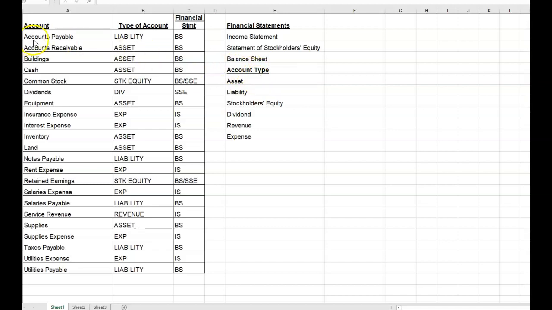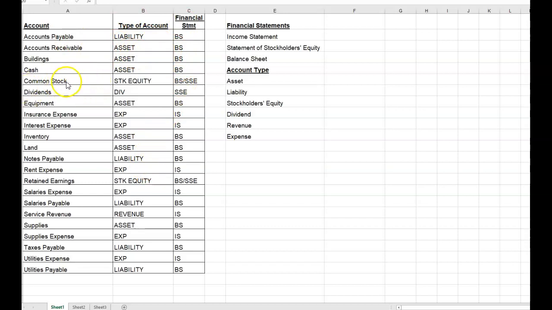So back to this, accounts payable. The type of account is a liability account. Liability accounts belong on the balance sheet. Accounts receivable. The type of account is an asset account. Asset accounts go on the balance sheet. Buildings is an asset account. Asset accounts go on the balance sheet. Let me just skip down and do a couple of different ones. I don't want to go through all of these with you. This is simply for you to use as a reference and maybe use it to drill, cover up the right-hand side and just test yourself.